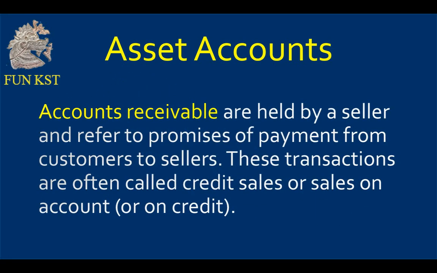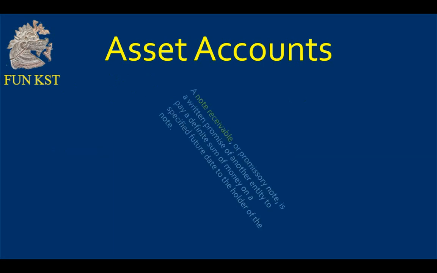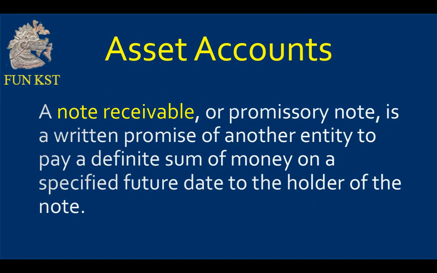How about accounts receivable? Accounts receivable are held by a seller and refer to a promise of payment from customers to sellers. These transactions are often called credit sales, sales on account, or on credit. Notes receivable, you can call a promissory note. It's a written promise of another entity to pay a definite sum of money on a specified future date to the holder of the note.